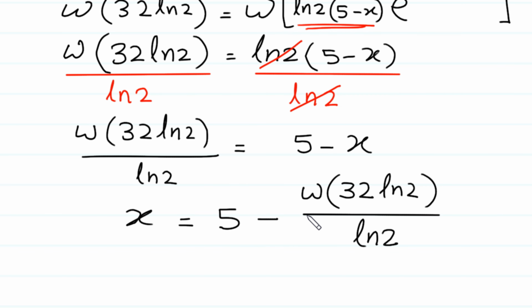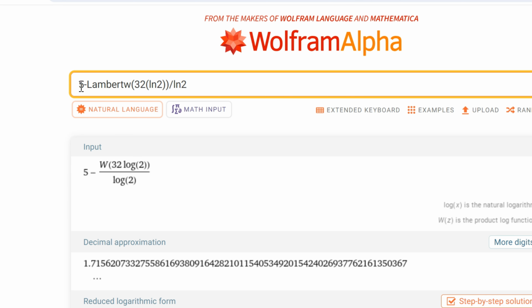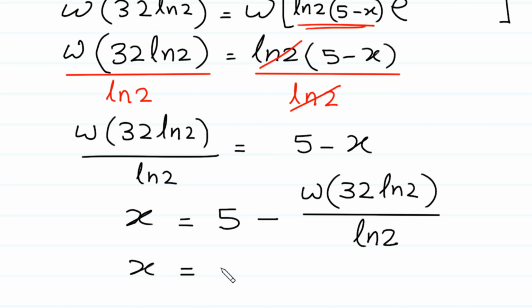If we put this value in the Lambert W function calculator, 5 minus Lambert W function of 32 times ln of 2 divided by ln of 2, we get this value 1.71561. That can be rounded off to 1.716. x is equal to 1.716. This is the approximate value of x.